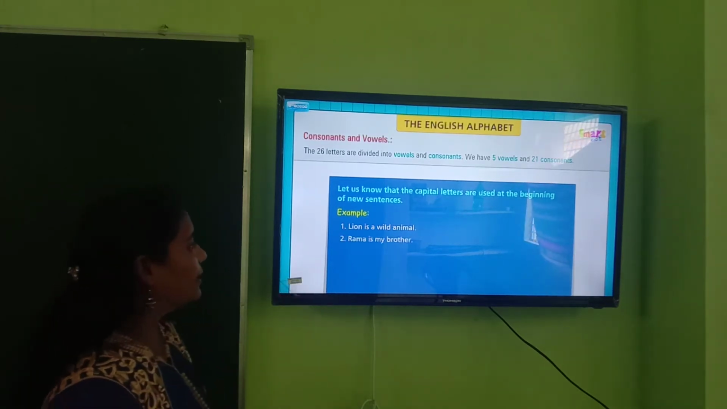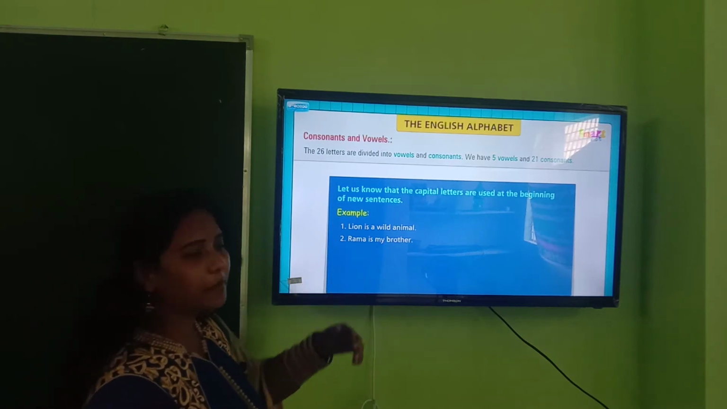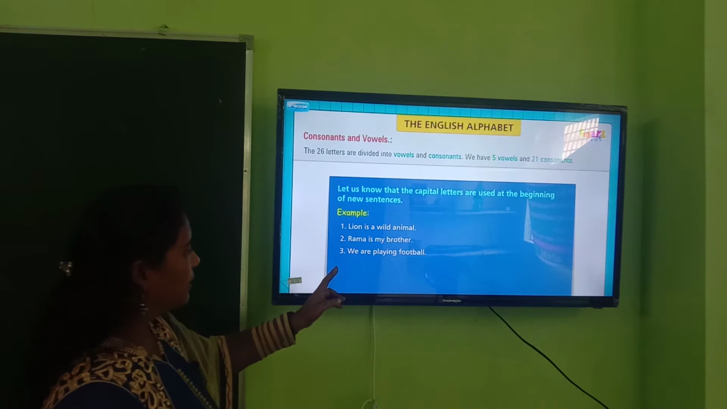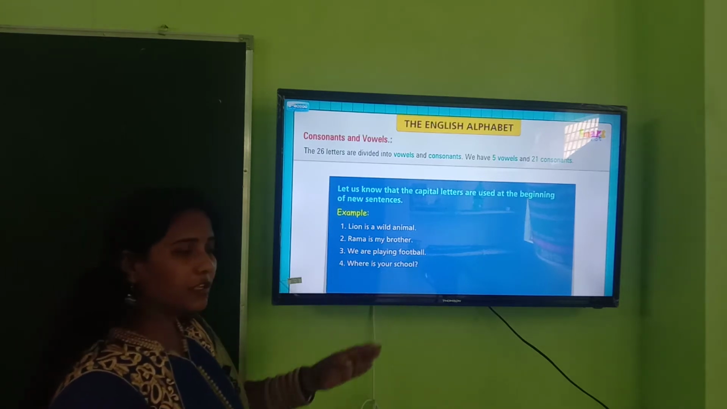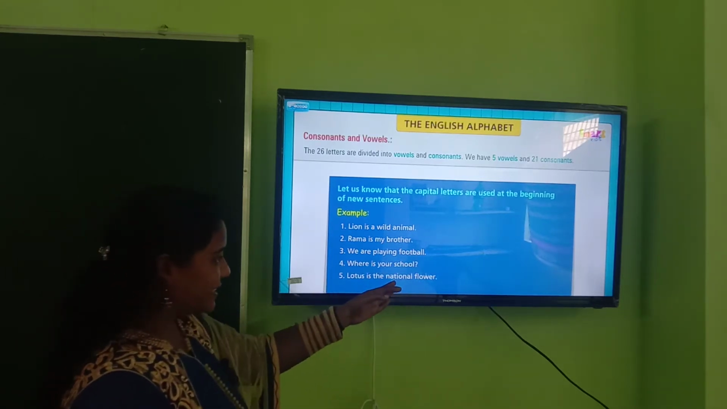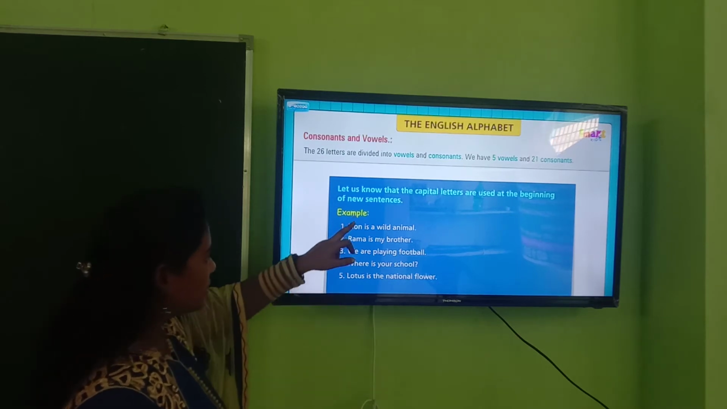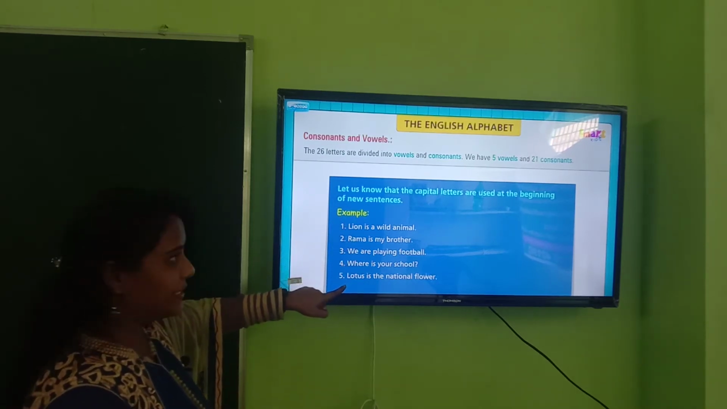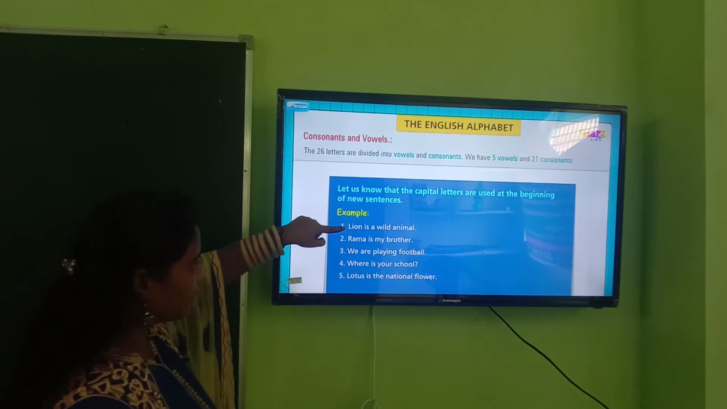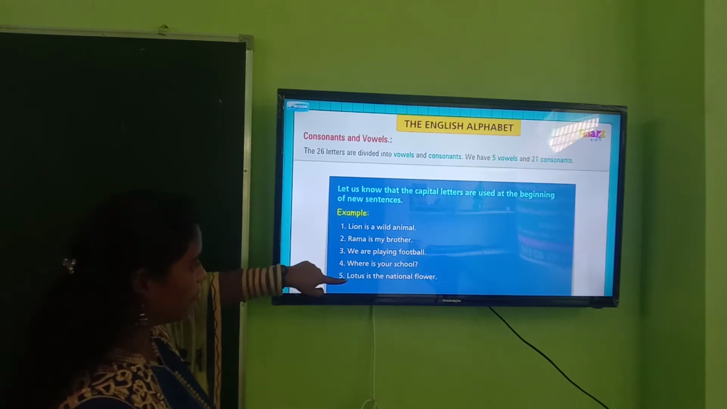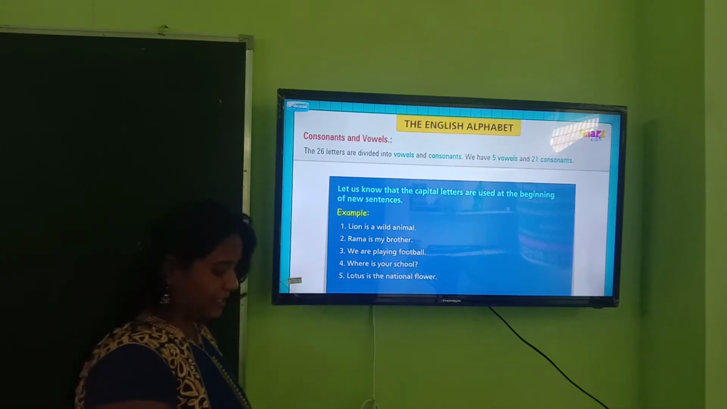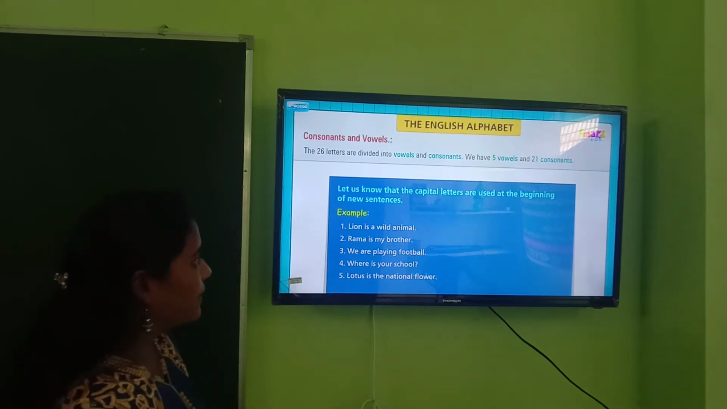Now let us see the second one. "Rama is my brother. We are playing football. Where is your school? Lotus is the national flower." All these sentences begin with capital letters. Did you observe it? See here: Lion, Rama, We, Where, Lotus. These sentences begin with capital letters.